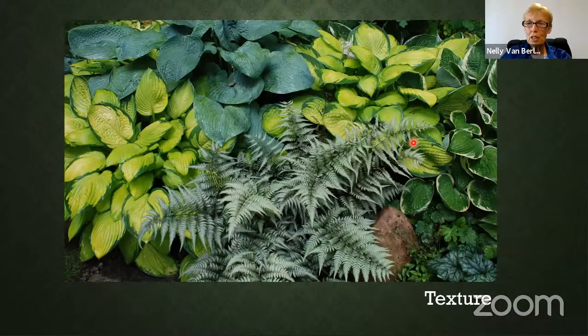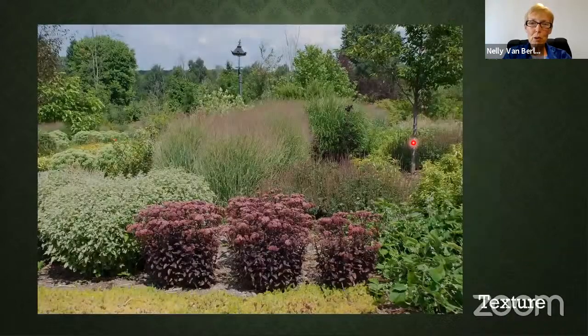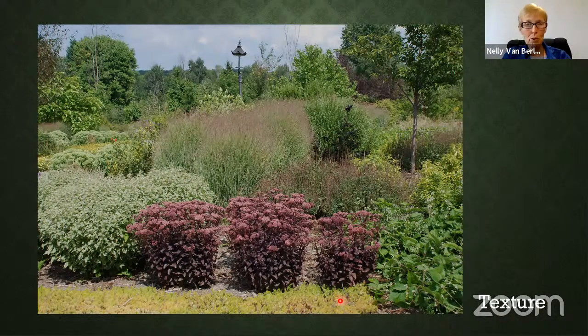Another example of texture, the rubbery leaves of the sedum at front, quite solid and heavy, and then you get the airiness of the switchgrass behind it, and the other grasses, of course, also. And the soft carpet of sedum in the foreground.